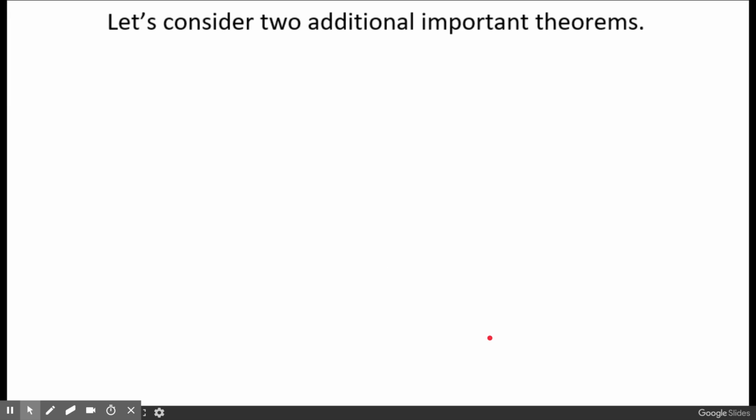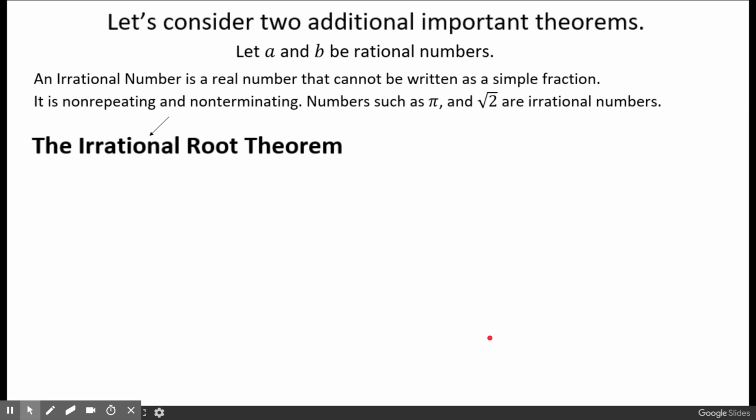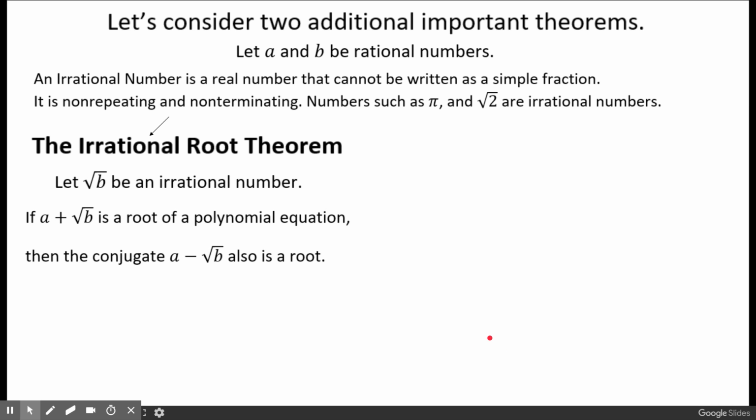Now, we're going to consider 2 additional important theorems. We're going to let a and b be rational numbers. The first one is the irrational root theorem. An irrational number is a number that cannot be written as a simple fraction. It's non-repeating, it's non-terminating, and numbers such as pi, square root of 2, square root of 5, those are all irrational numbers.